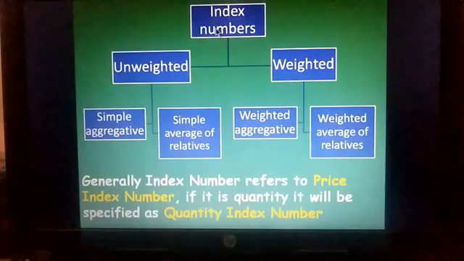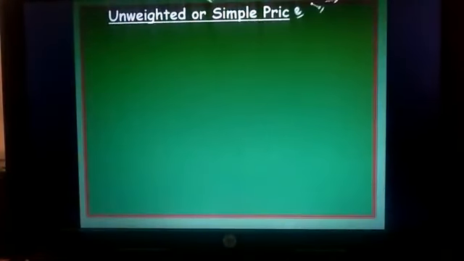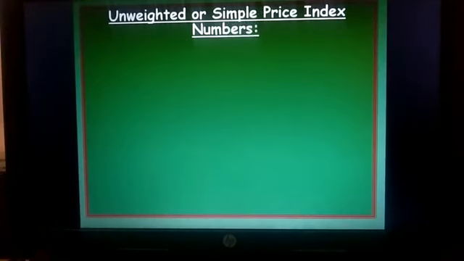So first, in the next slide, what we will consider as first classification is unweighted. In that, this one and this one we will learn. And the next specification will be weighted, and these we will be learning. Hope you are following me. Fine. This is unweighted or simple price index numbers.